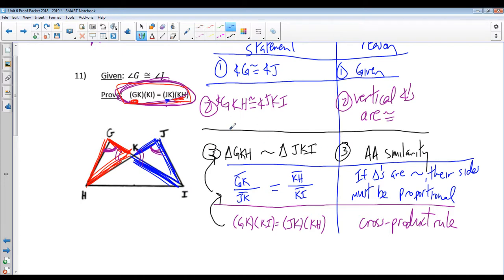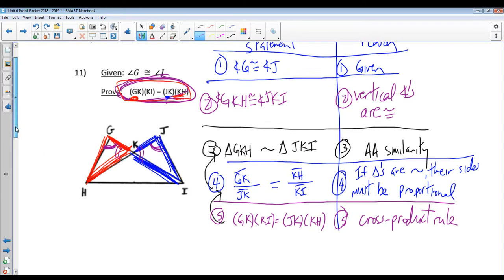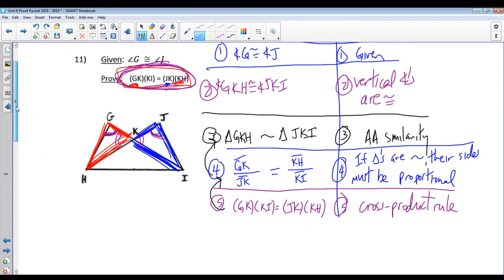Since the triangles are similar, I know I can use my proportion. And when I have my proportion, I know I can use my cross product rule. So it's really cool. We can just work backwards on these proofs and it gets us a lot of the way there. All right, so 2 little things just to warn you about.